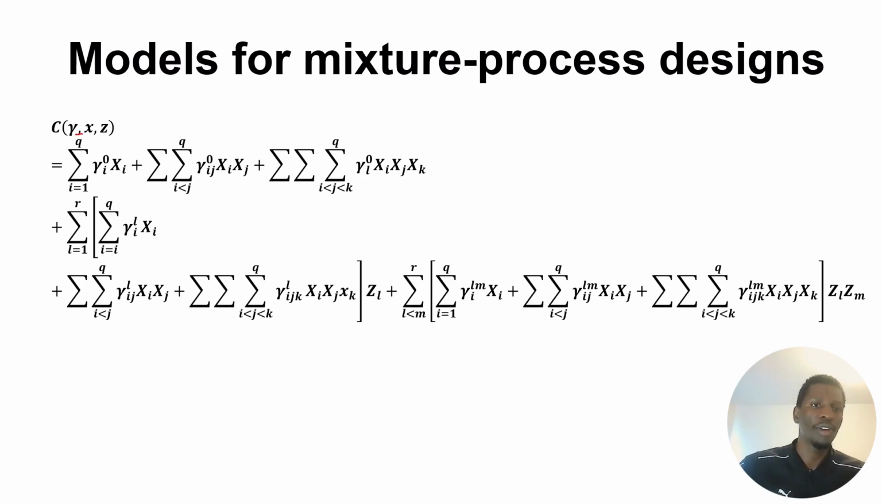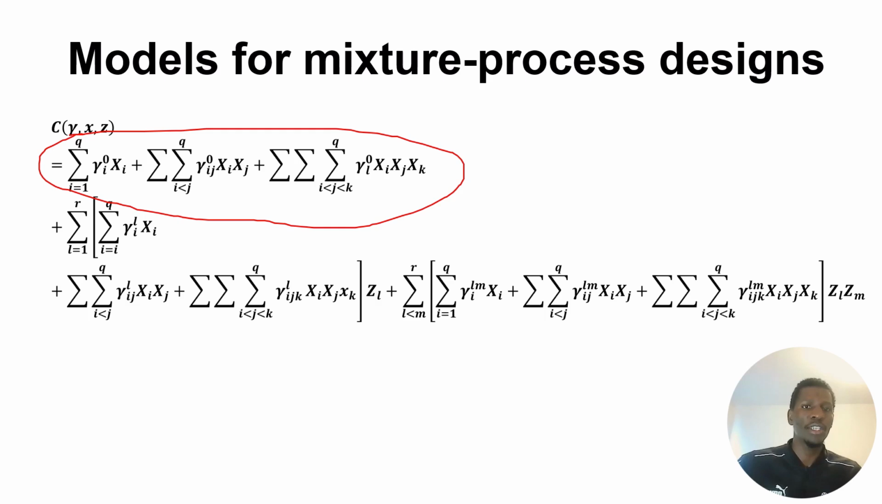If you look at these first three terms, this is actually similar to the model for a mixture design, where you talk of the linear terms, the quadratic term, and a special cubic term. Now, looking at the model for this mixture design, you can see how the mixture variables affect the quality parameter. It's not just the mixture variables that affect the quality parameter.